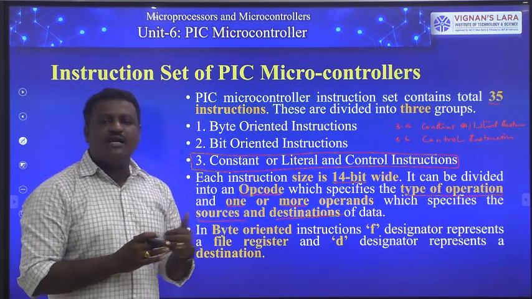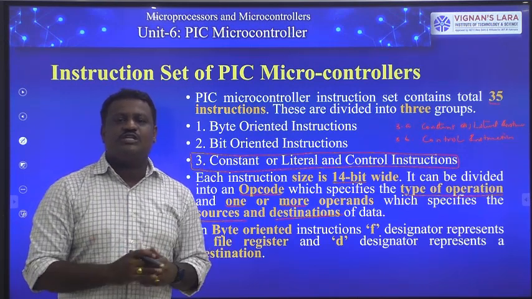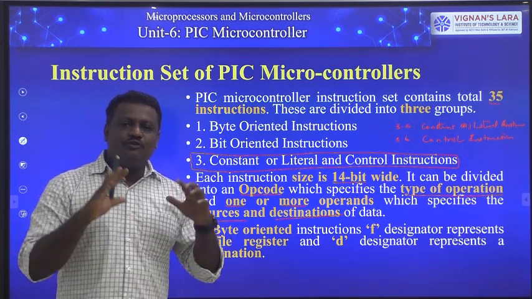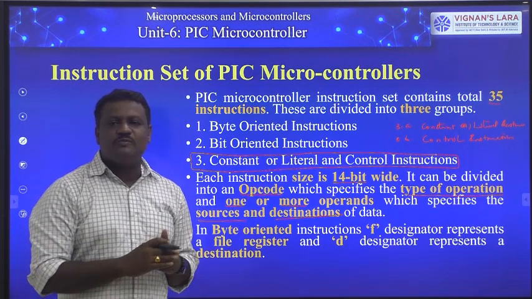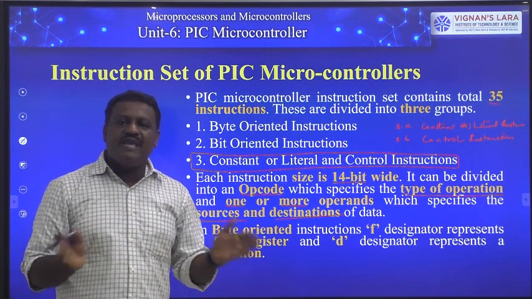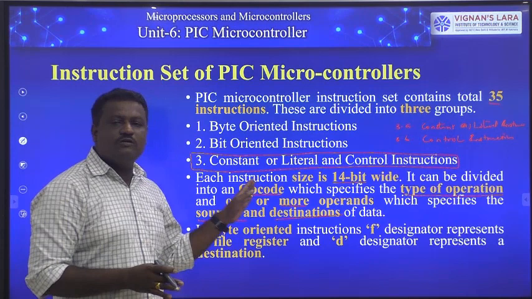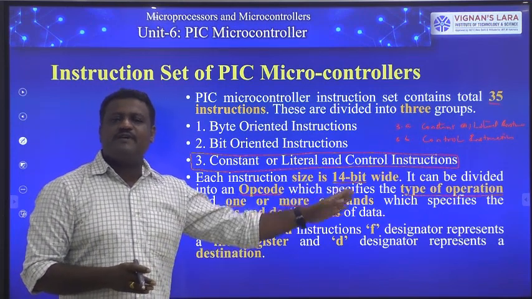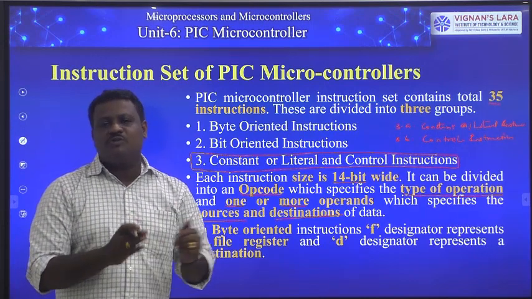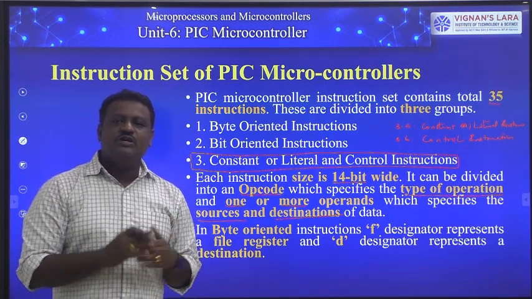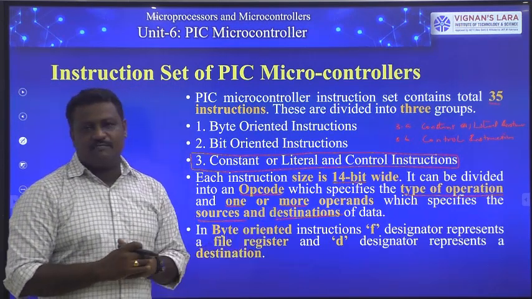The same thing exists here also. Each and every instruction in this PIC instruction set is 14 bits, and each instruction contains 2 different types of information. One is the opcode, which specifies the type of operation, and the second is the operands. Those are one or more operands present in the instruction, which specify sources and destinations of data.